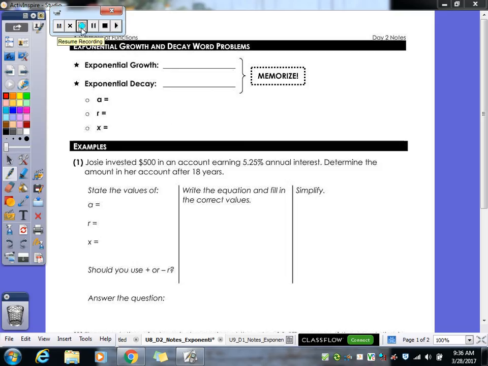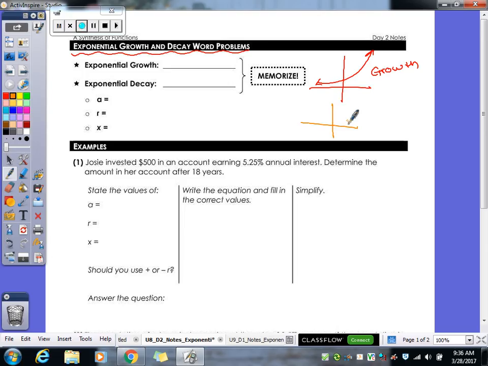So what we're working on today is our exponential growth word problems. Thinking back for a second, if you remember, with our graphs, our exponential growths were our increasing ones. Then your exponential decays are your graphs where they decrease. So those are our growth and our decays based off the graph.